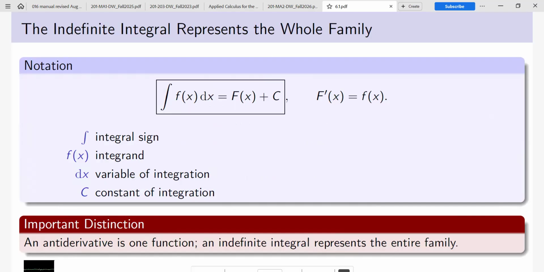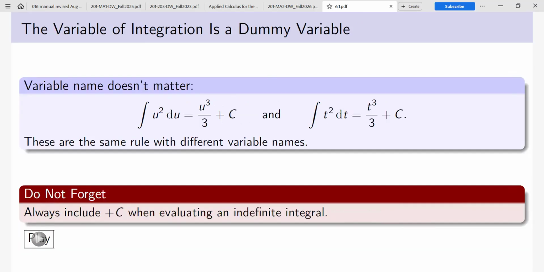The integral sign asks for all antiderivatives. The dx identifies the variable, and the plus C makes the answer a family rather than a single function. The letter used for the variable does not change the integration rule. Whatever variable appears after d is the variable that appears in the antiderivative.